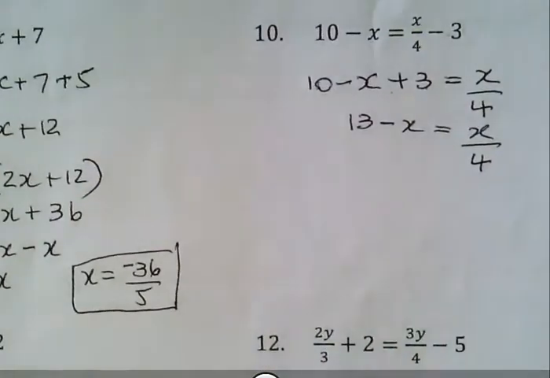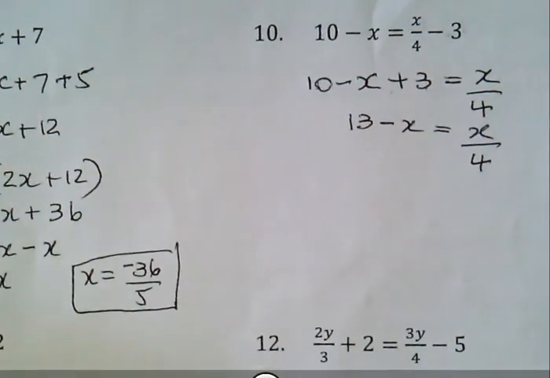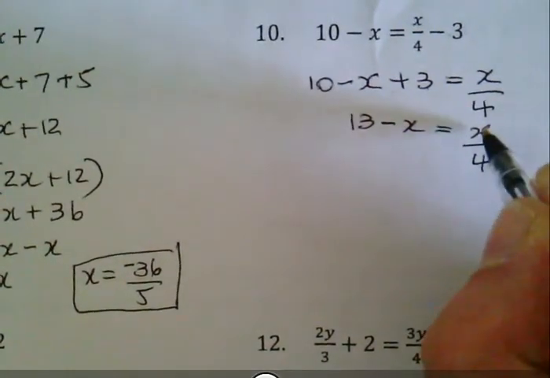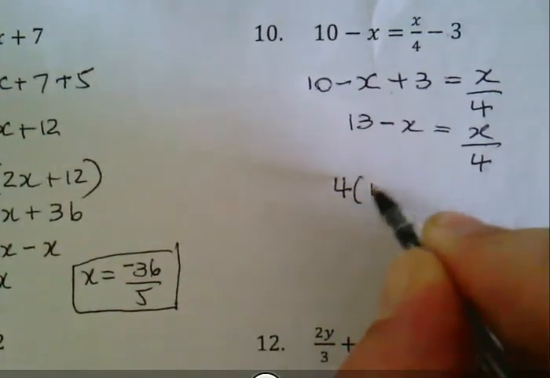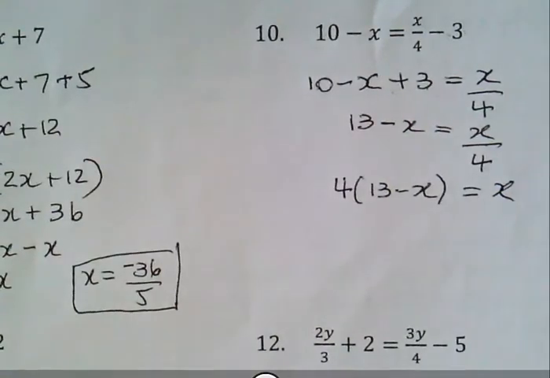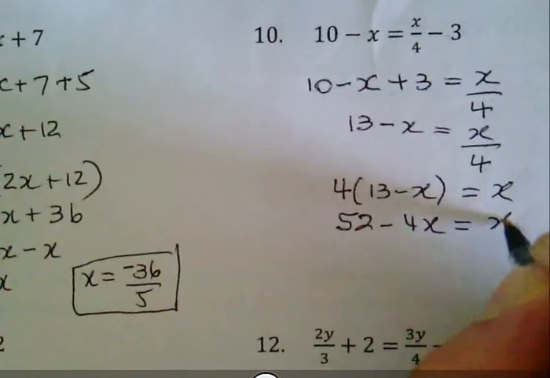Now what do I do? The inverse operation of divide by 4 is times 4. I could either just choose to multiply everything by 4. That's the other option. But if I just want to get this x on its own, x divided by 4, opposite of divide by 4 would be to times the other side by 4. Okay? And now I can just expand that. 52 minus 4x equals x.